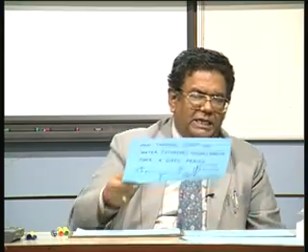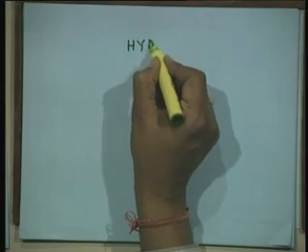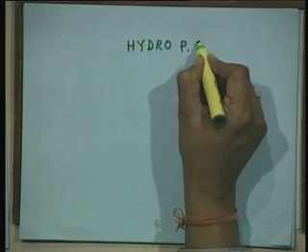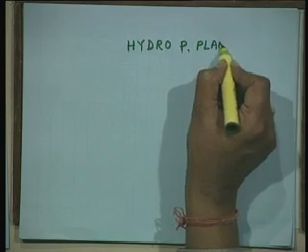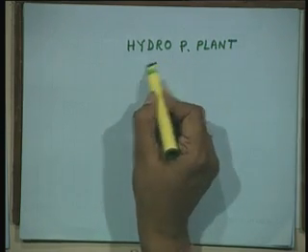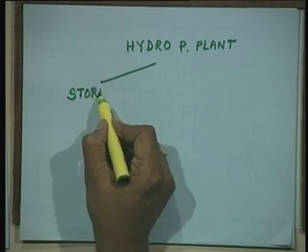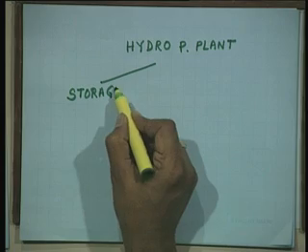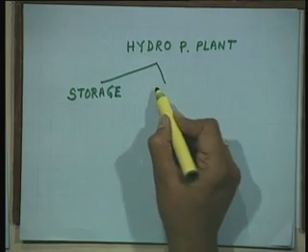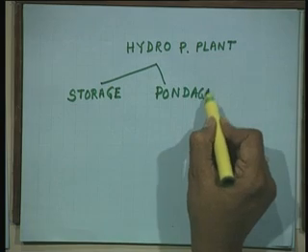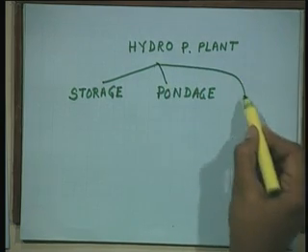Let me tell you one more thing. Hydropower plants are of three types. We are interested in storage type because the optimization is only possible in storage type. The second one is pondage type, and third one is run of the river.